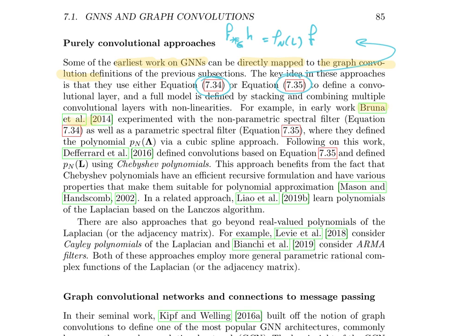In this work, which is one of the early works, the authors experimented with a non-parametric spectral filter, as well as a parametric one. And they defined this polynomial via a cubic spline approach. Then there was this work that used Chebyshev polynomials, which have, first of all, an efficient recursive formulation, and second, various properties that make them suitable for polynomial approximation. And there were some other techniques as well.